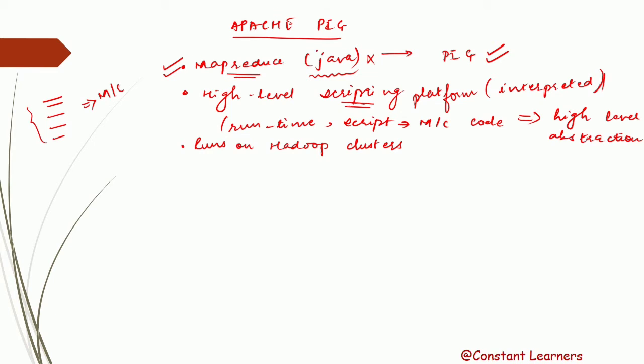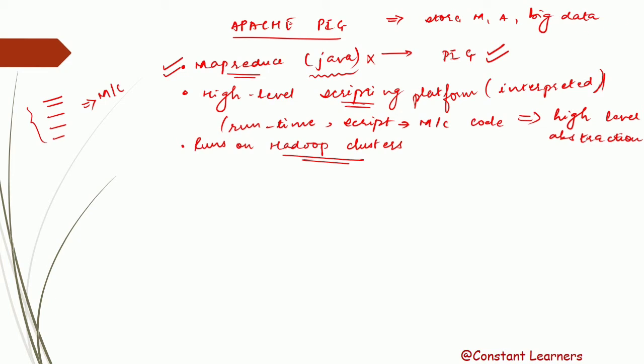Now Apache Pig also runs on Hadoop clusters. We've already learnt about Hadoop clusters, so we're not going to get into the details of that. Also, Apache Pig is used to store, manage and analyze big data. This is a scripting platform used to store, manage and analyze big data.